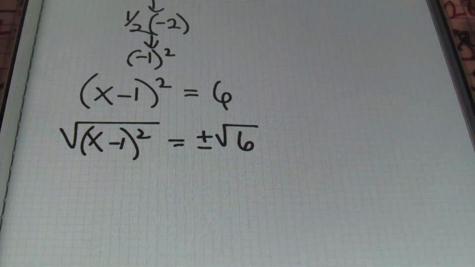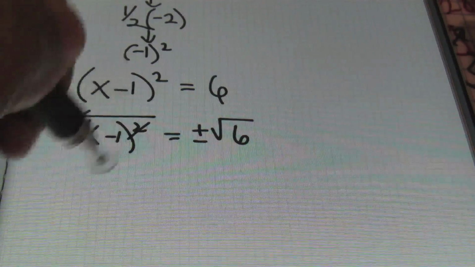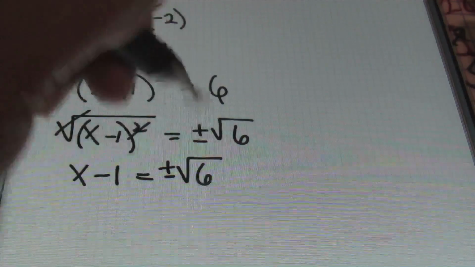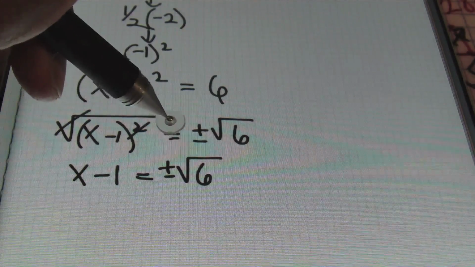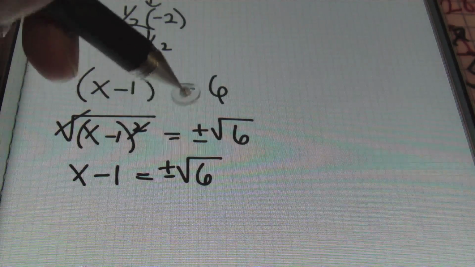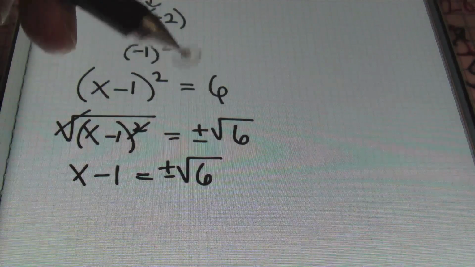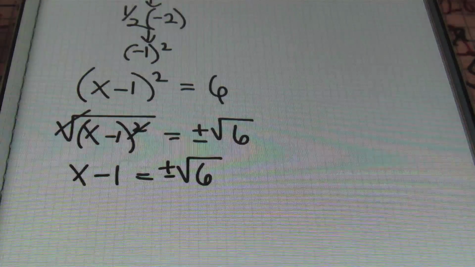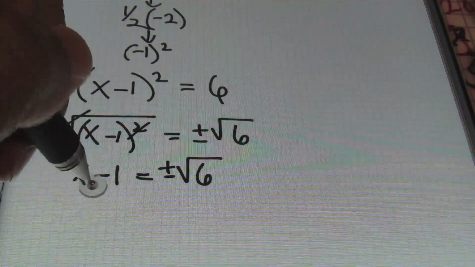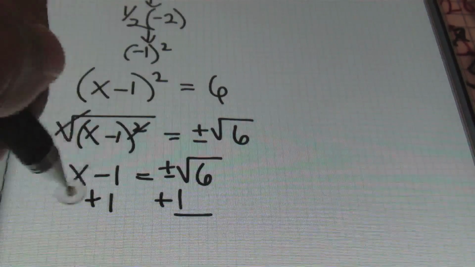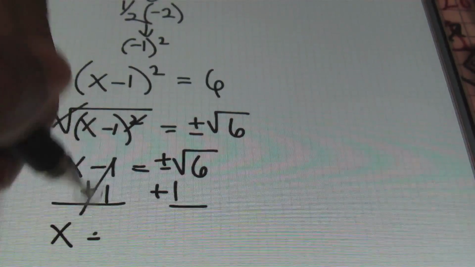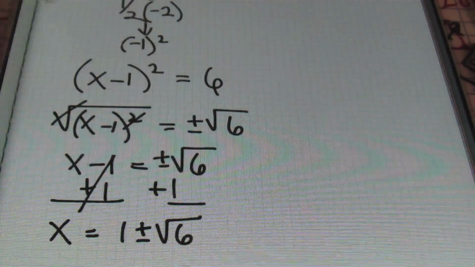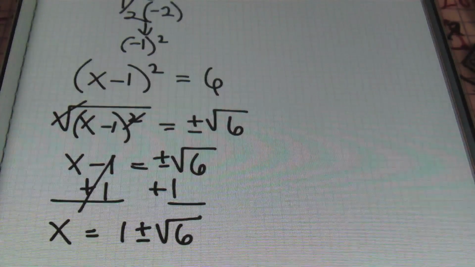On the left side of my equal sign, ladies and gentlemen, the square root and the square will cancel out. I'll be bringing down x minus 1, and this equals plus or minus the square root of 6. Now, you're responsible for simplifying your square roots always. However, 6 does not have a perfect square as a factor, and it itself is not a perfect square, which means I cannot simplify this. So, my next step is to add 1 to both sides of the equal sign. All right. So, I end up with x equaling 1 plus or minus the square root of 6. And that's right, ladies and gentlemen, that's your answer.